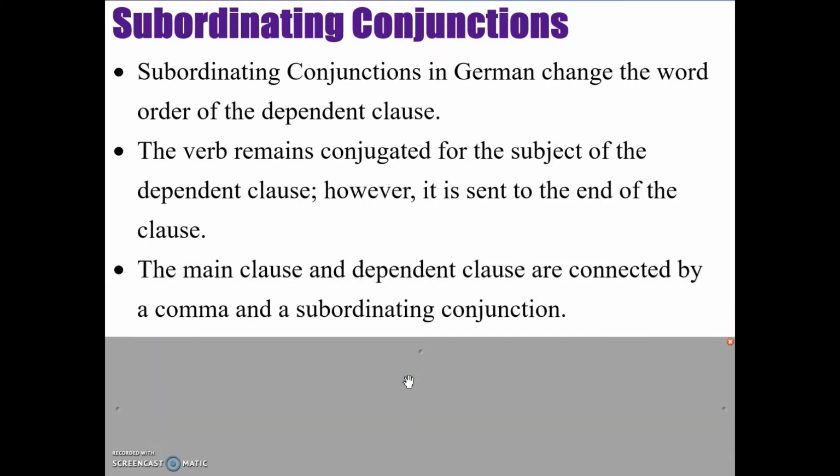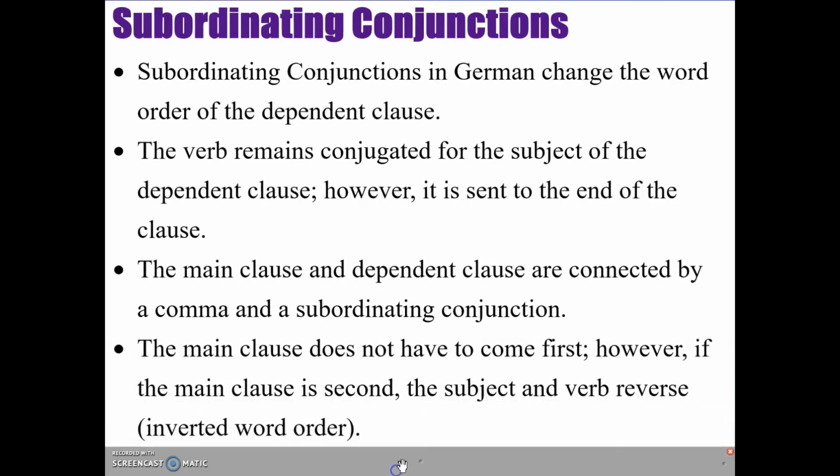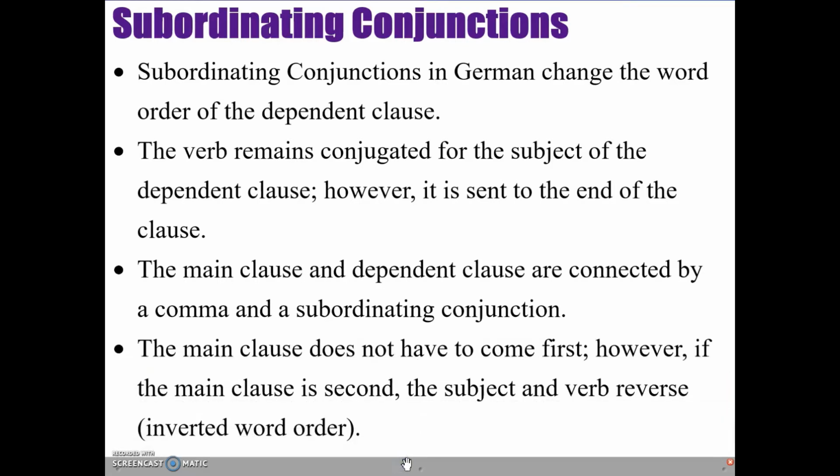The main clause and dependent clause are connected by a comma and a subordinating conjunction. With coordinating conjunctions that we covered last time, only some of them had a comma. With subordinating conjunctions, every single one of them has a comma, and then the subordinating conjunction and the following clause. And the last thing that we'll be exploring is the fact that the main clause does not have to come first. However, if the main clause is second, the verb and the subject reverse, which is the inverted word order.